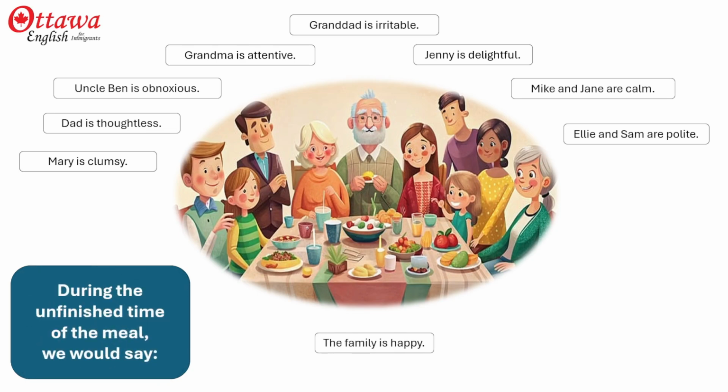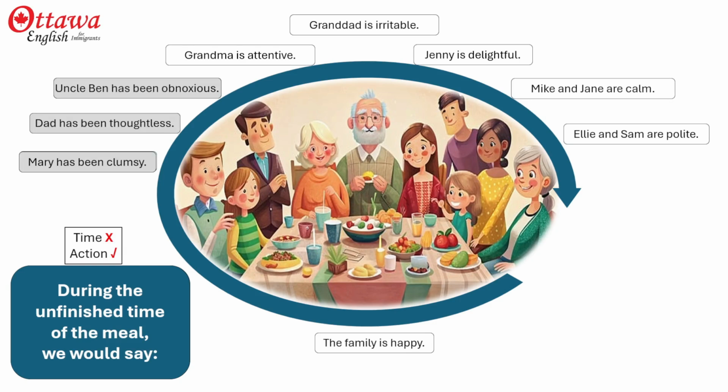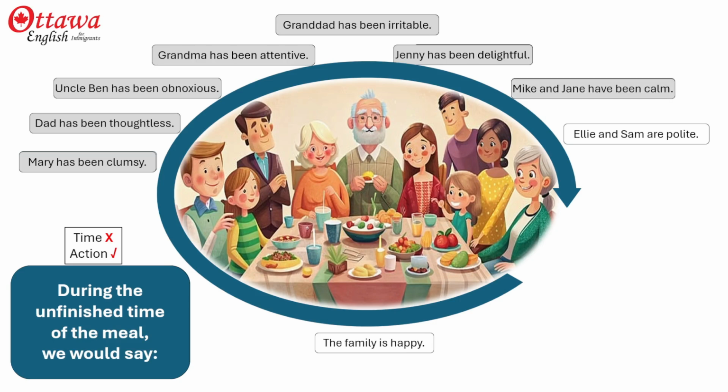But if we were going to talk about them during their unfinished meal, so the time of the meal is not finished, we would say Mary has been clumsy, Dad has been thoughtless, Uncle Ben has been obnoxious, Grandma has been attentive, Grandad has been irritable since the beginning of the meal. Jenny has been delightful since the beginning of the meal. Mike and Jane have been calm, Ellie and Sam have been polite, and the family has been happy.